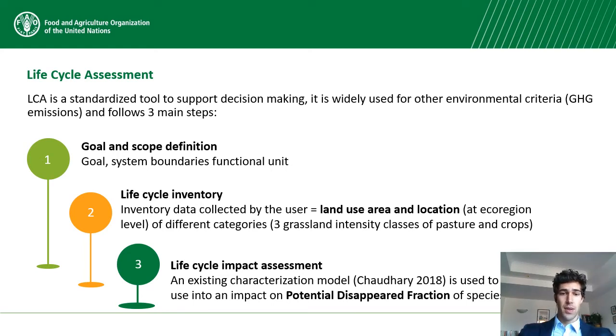And the last step is life cycle impact assessment, and it's about translating those inventory data, land use in that case, into an impact on biodiversity. And in the LEAP guidelines document, there are several methods that are reviewed for doing that translation. One of them is recommended by default, one by Chowdhury, and it turns those land use into an impact on potentially disappeared fraction of species, so basically global species extinctions.